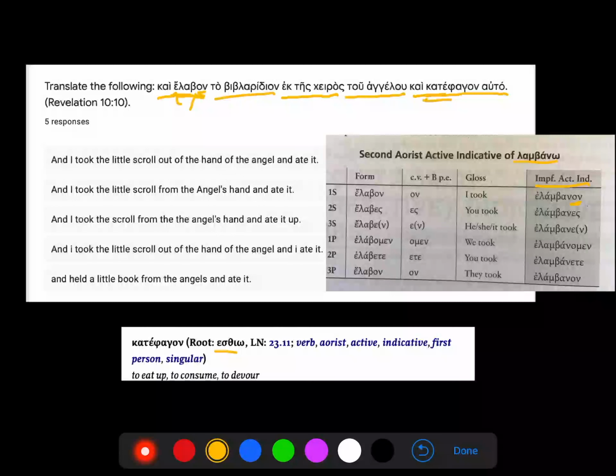Not "I take the scroll," but "I took the scroll," and that's how all of you did, except for somebody holding the scroll. I think that's a way of translating lambano, but in this case, "took" would be better. And let's see if there's anything else we want. We could also point out that katephagon here is another second aorist, right?